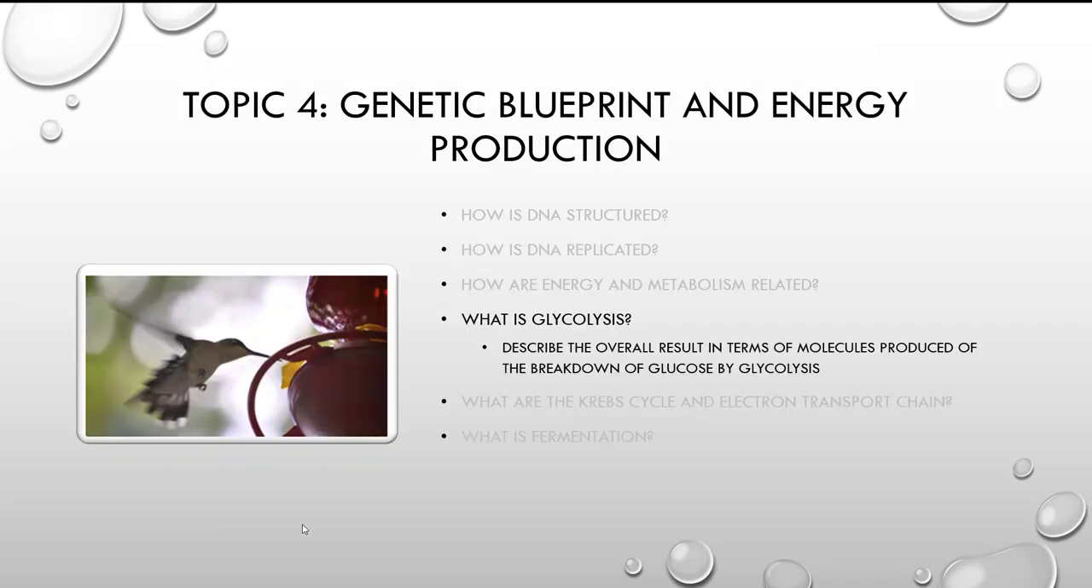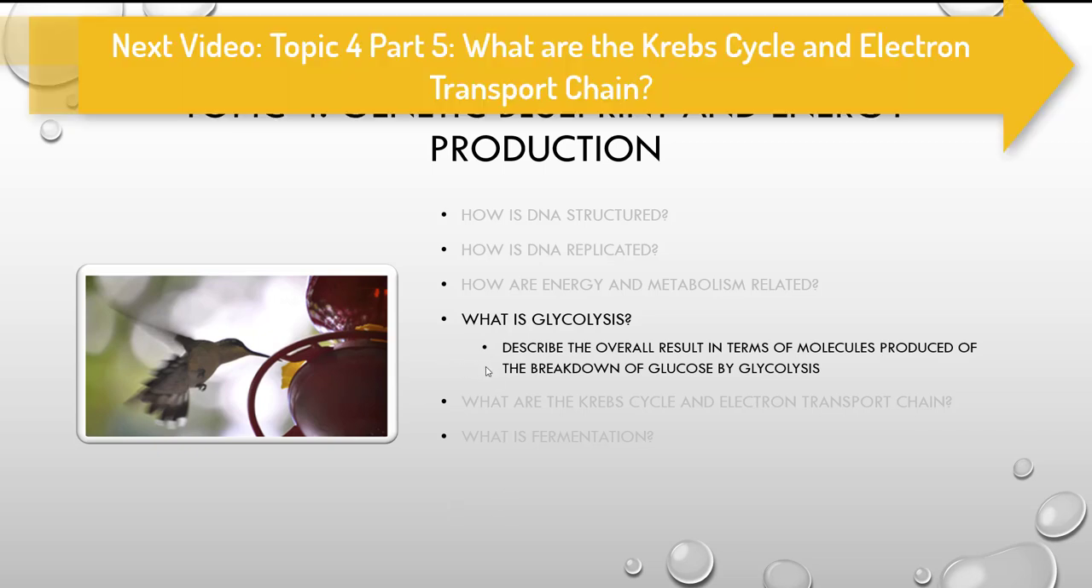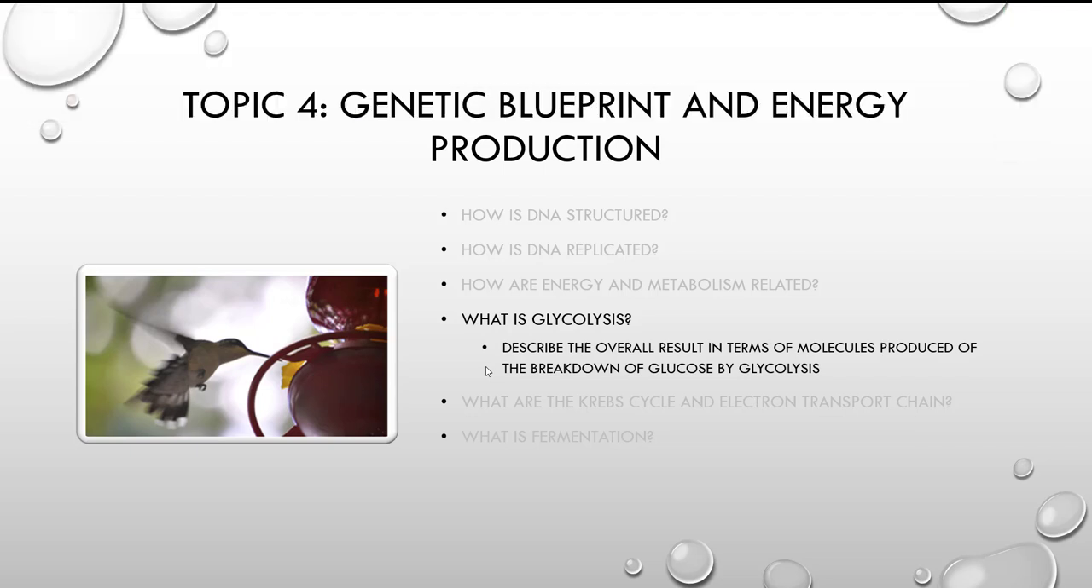All right, so by now you should be able to describe the overall result, in terms of molecules produced, of the breakdown of glucose by glycolysis. So that's just the first step of cellular respiration. In the next video, we're going to learn about the Krebs cycle and electron transport chain.